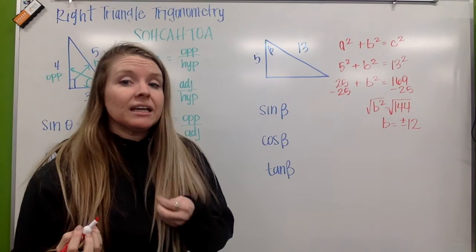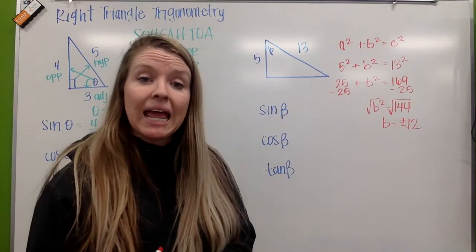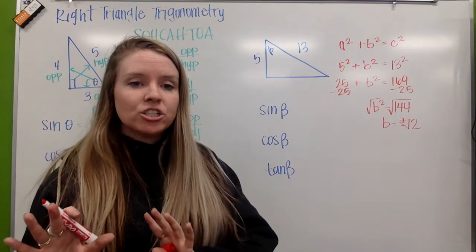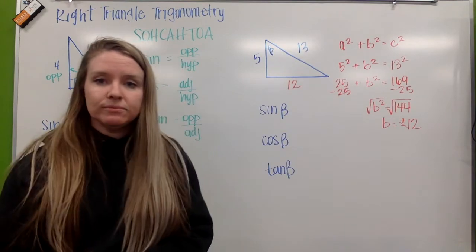Because we're talking about the side length of a triangle, we're going to go ahead and ignore the negative 12 since our distance can't be negative. We're not dealing with direction yet. We'll talk about that later. My side length here is 12.